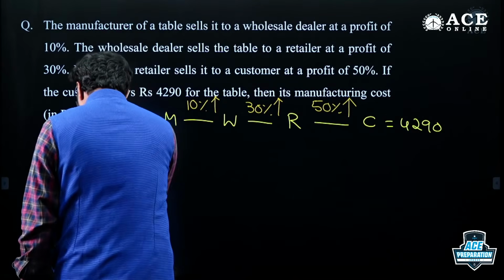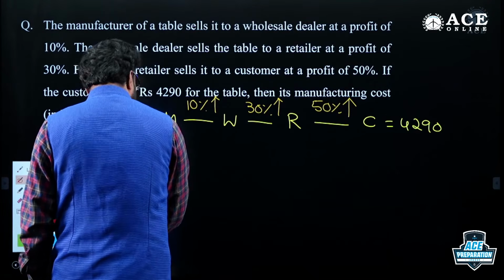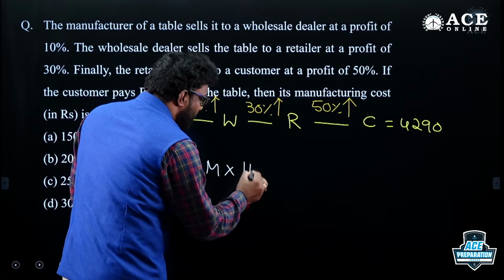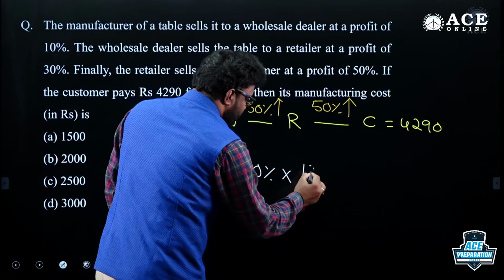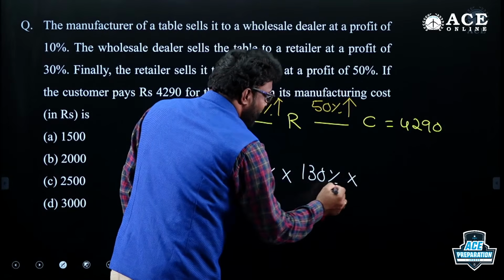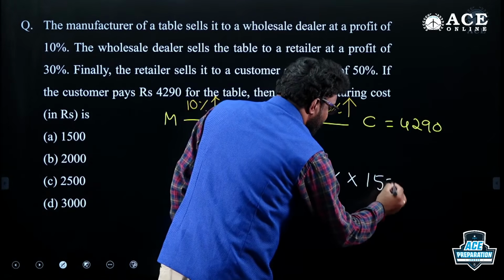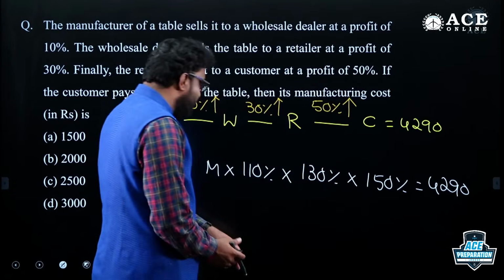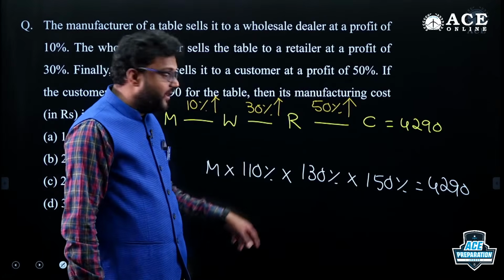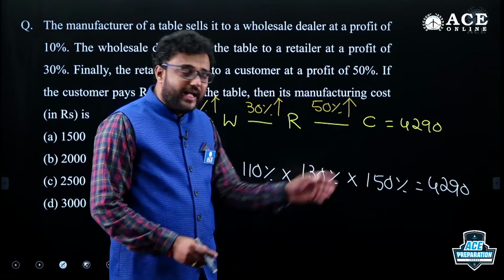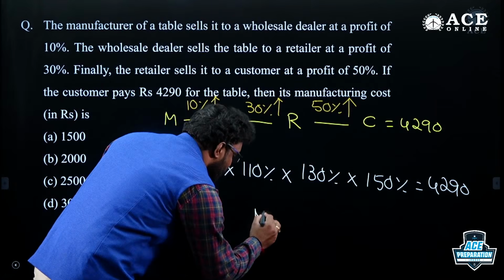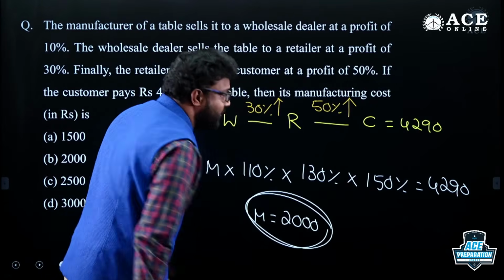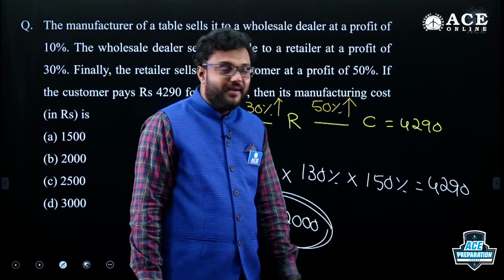If you do that, this is compound interest. Right. Now, just now I gave you the input in previous question. Now, if you follow the same, my dear friends, manufacturer 10% increase means 110, 30% increase means 130, 50% increase means 150%. All this is nothing but 4,290. Okay, you can take 110% means 110 by 100, 130 by 100, 150 by 100 like that, and you can calculate what is the manufacturer's cost. We got only 2,000.